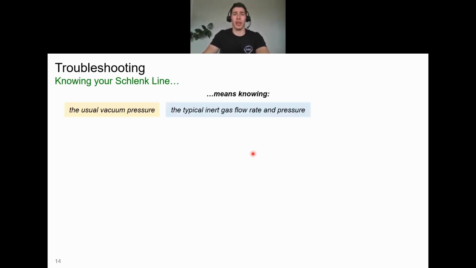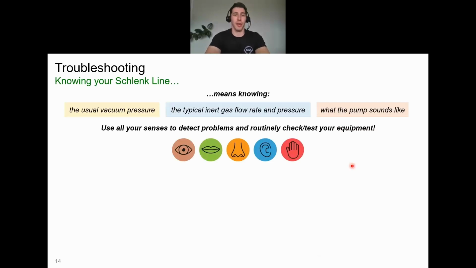We also need to know the typical inert gas flow rate and pressure. This is where the bubbler comes into play, so knowing that is really important. And even simple things like what your vacuum pump sounds like. If it sounds different, it might be working harder because there's a leak or there's some contamination. I really want to emphasize that you often have to use all your senses to detect problems, and it's important that we routinely check and test our equipment.